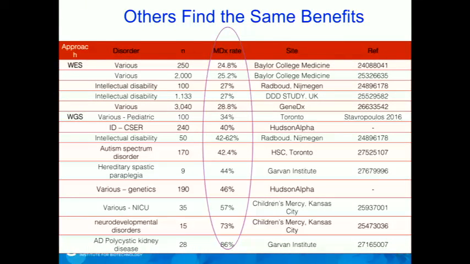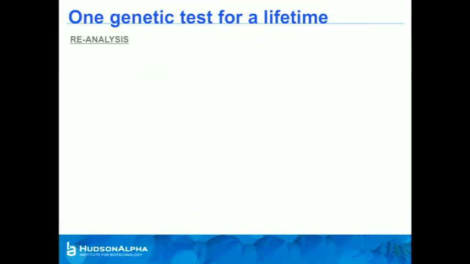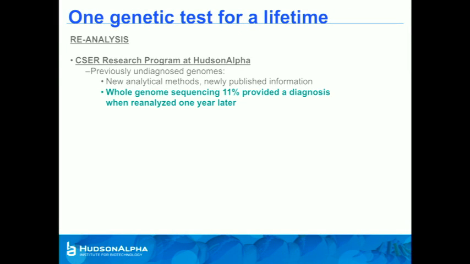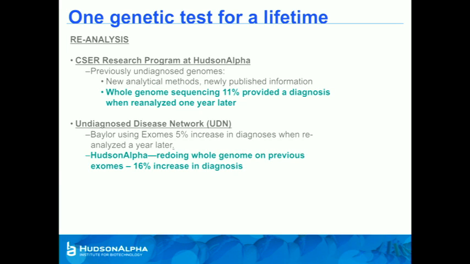So in terms of whole exome versus whole genome, the military is paying in some instances for looking at whole exome. What we're finding is a 50% increase in diagnoses by doing whole genome. It's a value proposition that's quite high. So it's one test for the rest of a patient's life. You can reanalyze it. We're showing that every year we're increasing the diagnosis rate by 11%, versus Baylor, who we're partners with and part of the Undiagnosed Diseases Network, that are only doing exome.